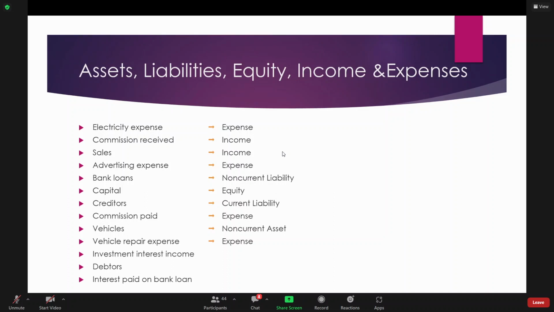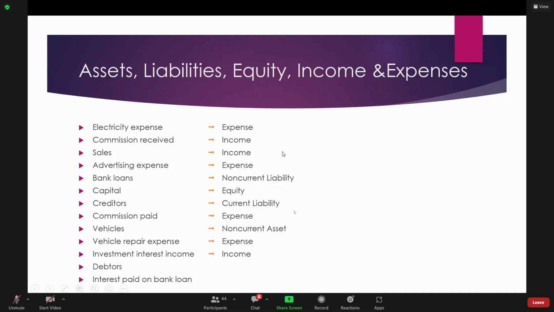Investment interest income? It is an income. You have invested, let's say, in a fixed deposit or treasury bill or treasury bond, and you get your interest income, which is an income. So don't change your answer if you are so confident, right?